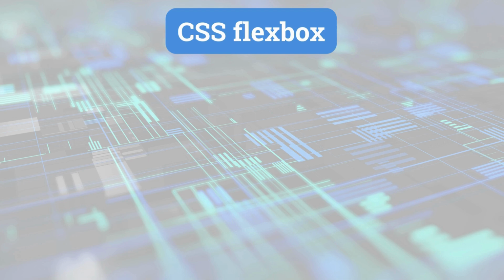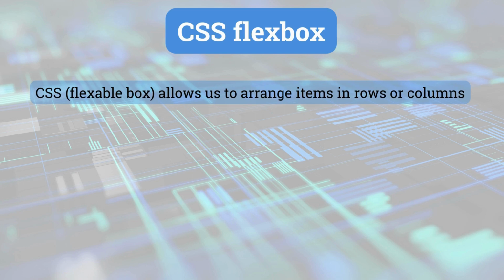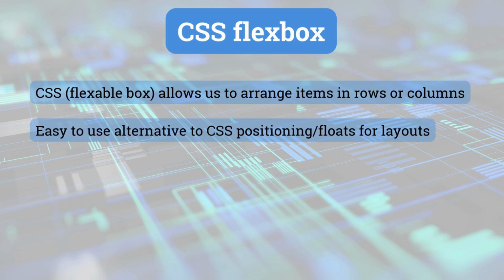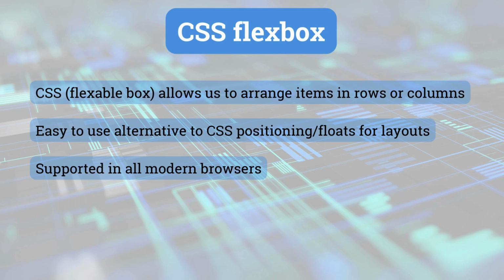So what is CSS Flexbox? CSS Flexbox allows us to arrange items in rows or columns, like in a spreadsheet. It's very easy to use as an alternative to CSS positioning like floats for layouts. It can be difficult to get items to float left and float right, and top and bottom, and not to overlap each other or get confused when you use a mobile responsive device. CSS Flexbox is also supported in all modern browsers.